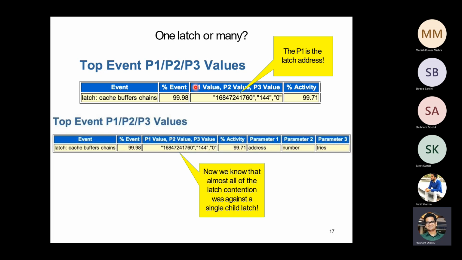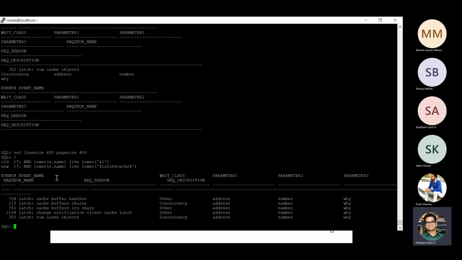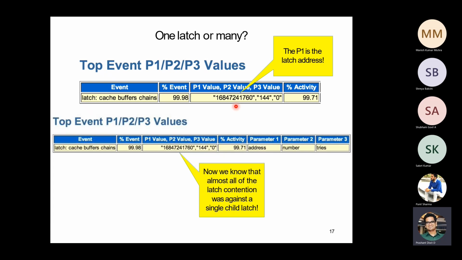Even in the AWR report, sometimes you see P1, P2, and P3 values. Are you familiar with these columns? Yes, P2 is the object ID, and P1 is the block, but not always. It depends on the event. If we talk about latch: cache buffers chains, what do the P1, P2, and P3 values represent? Here is the latch: cache buffers chains. The P1 value is the address. So that's basically this 16847241760, the logical address, the memory address of that particular latch, right?